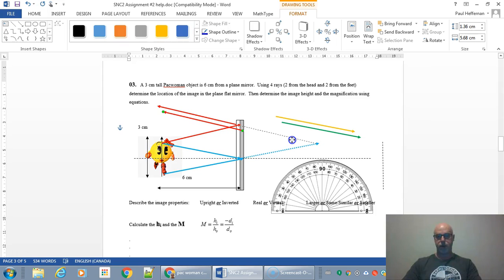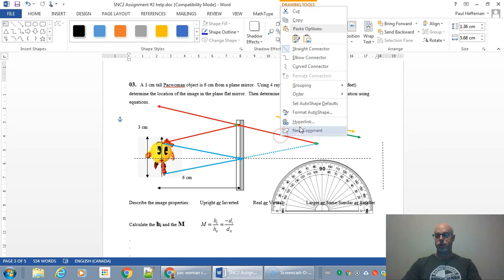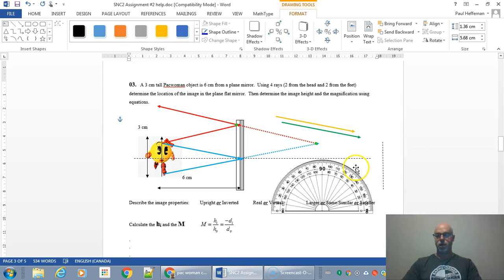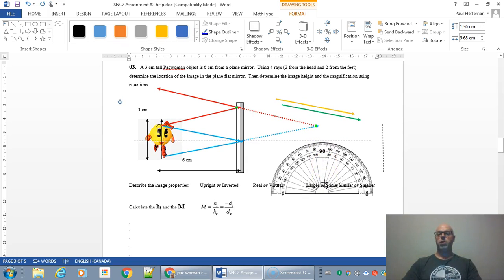I'm just going to draw my extension line, and to show that it's an extension line or imaginary line, I'm going to change it to be a dashed line. As you can see, the 2 dashes intersect right here. So the 2 rays off the head intersect right here. So this is where the head will be for the image.